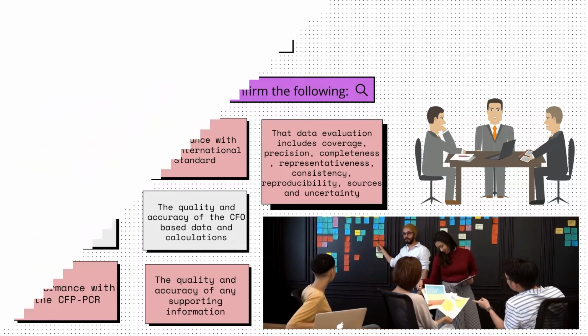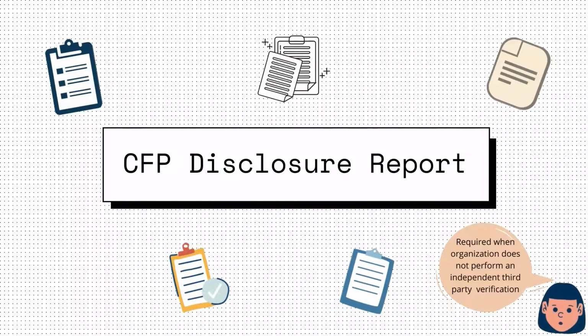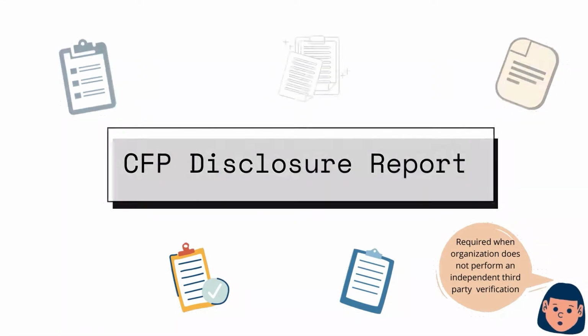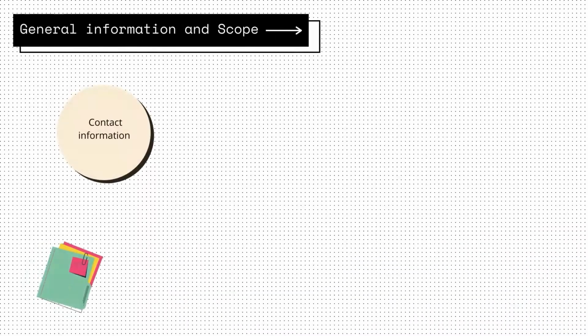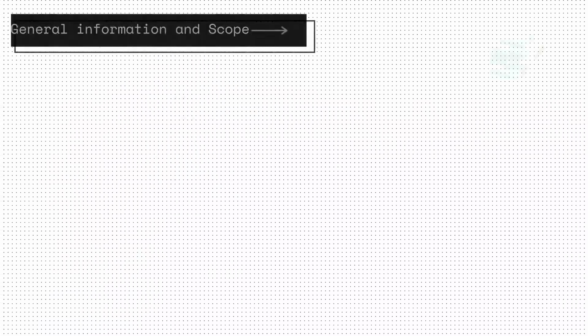and uncertainty. However, if an organization does not perform an independent third-party verification but still wants to make it available to the public, they need to support the CFP communication with a CFP disclosure report. In general, information and scope shall include: 1, contact information. 2, studied product name and description.